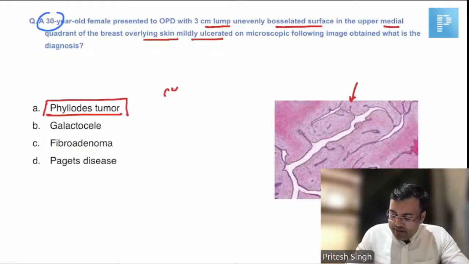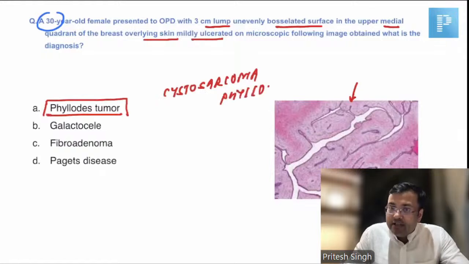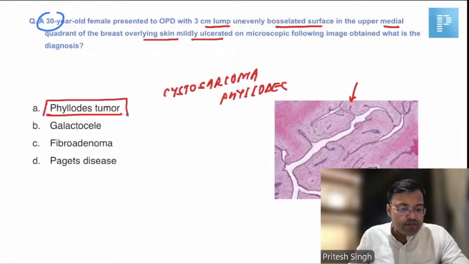Cystosarcoma phyllodes, it is phyllodes. So this is cystosarcoma phyllodes, also known as phyllodes tumor. Clear? Correct answer, phyllodes tumor. Clear? So it is phyllodes tumor.